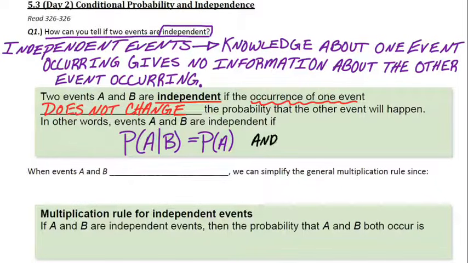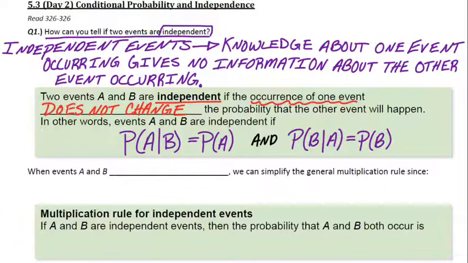And likewise, the probability of B, given that A has occurred, is just the probability of B. So for independent events, this is really simple. The conditional probability is just equal to the individual probability. It's almost like the condition never even happened because it doesn't affect it, since the two events are independent.